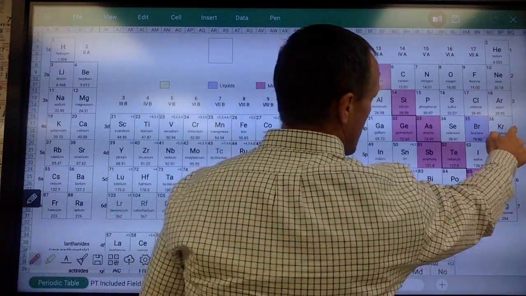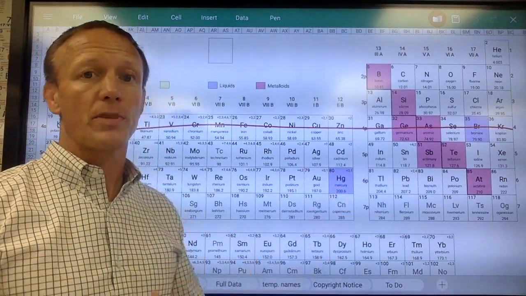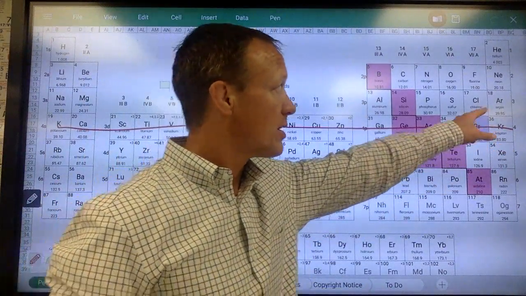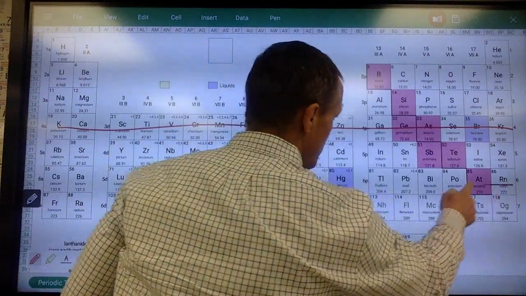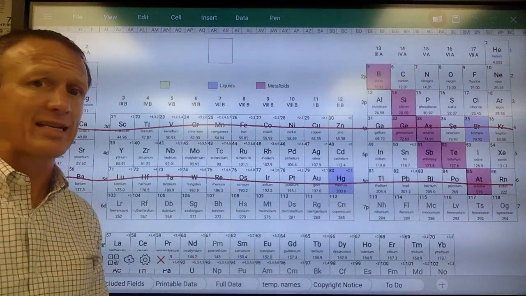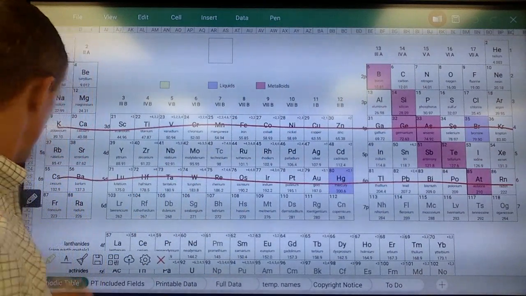So for example, everything in this row would have 4 energy levels, 4 rings of electrons, or more importantly, their valence electrons are out in the 4th energy level. These elements all the way across here would have 3 energy levels of electrons. These all the way across here would have 6 energy levels of electrons. That means their valence electrons are out in the 6th energy level. So those represent the energy level.